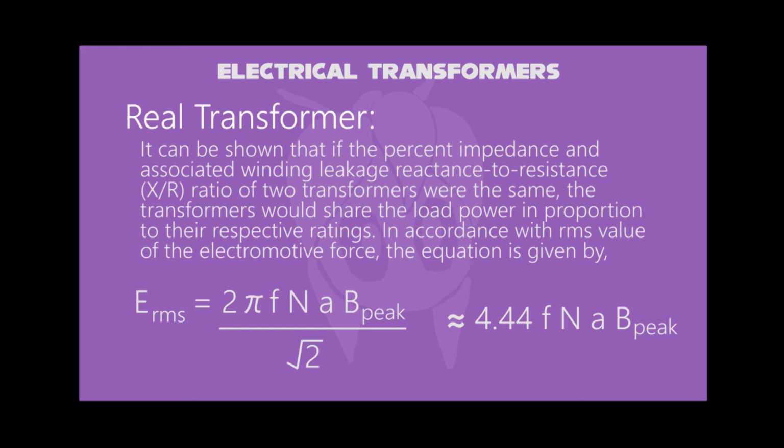In accordance with the electromotive force, if the flux in the core is purely sinusoidal, the relationship for either winding between its RMS voltage is given by 2π times f, the supply frequency, times N, the number of turns, times A, core cross-sectional area in square meters, times B peak, the peak magnetic flux density in Tesla, divided by square root 2. We get 4.44 times frequency, number of turns, area, and peak magnetic flux density. So this section we have called real transformer.